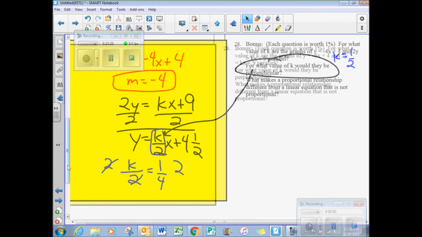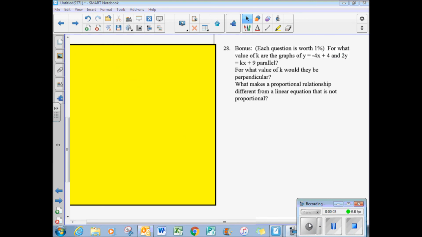Okay. Now let's take a look at the bonus. First thing I'm going to do is make sure I understand the question. I can get 1% times 4 or 4% added on to my test score at the end. First I have to find a value of k that would make this one parallel to this one right here. I have to do the same thing if they're perpendicular. Then I also have to talk about proportional relationships and what makes those different from just a regular linear equation that is not proportional or a direct variation.